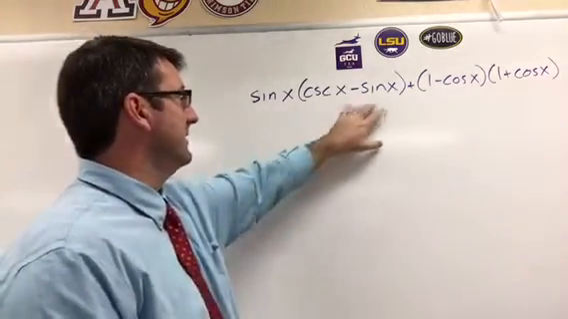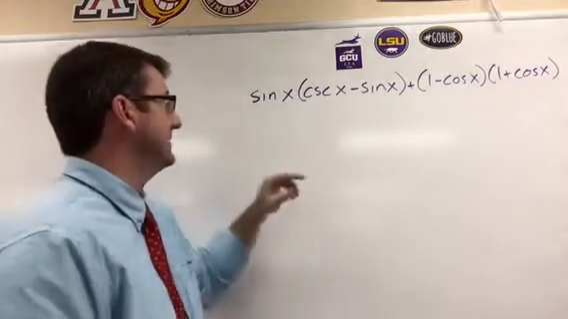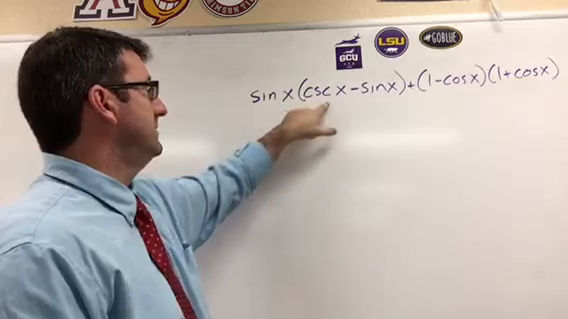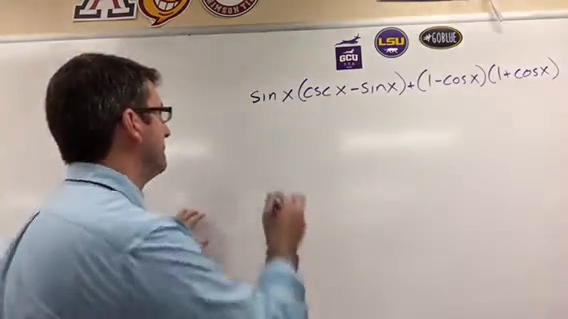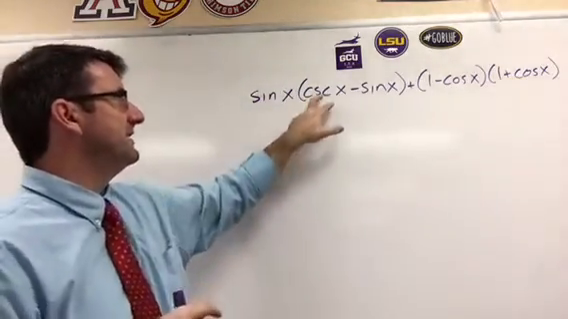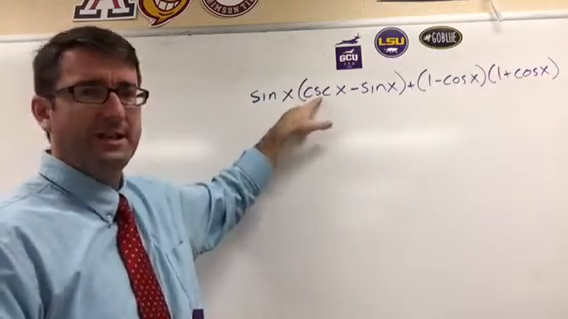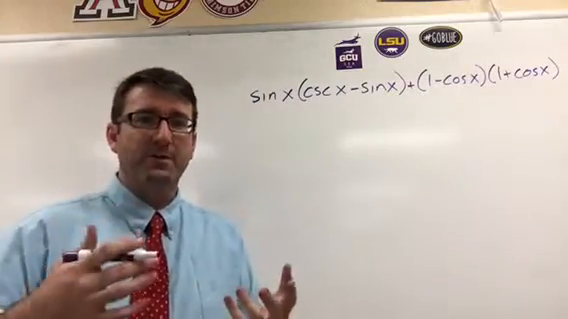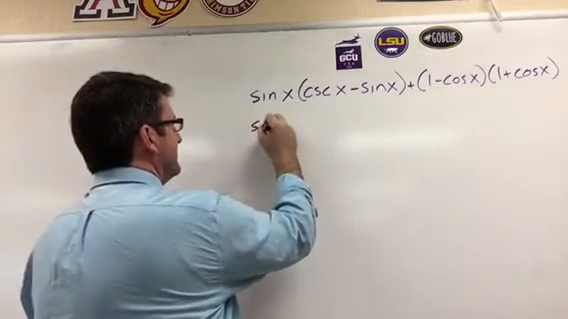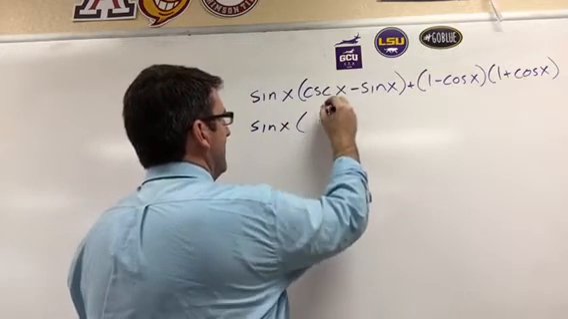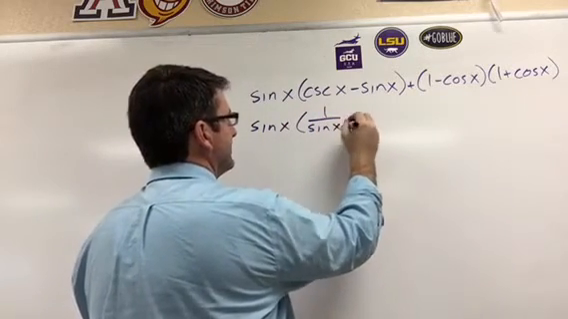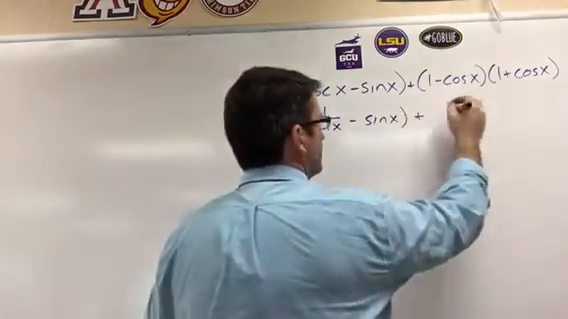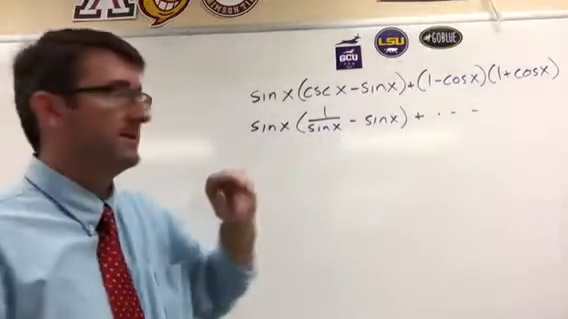So let's start over here. Let's just work on this multiplication. So we're going to need to distribute this sign. But before we do that, notice that we have a sine and a cosecant. Cosecant is the reciprocal of sine. So we could write this as sine x times 1 over sine x minus sine x. And then, of course, plus all of that. We'll get to that later.